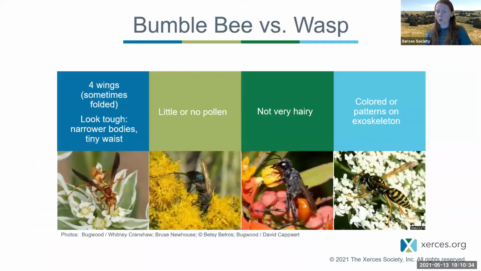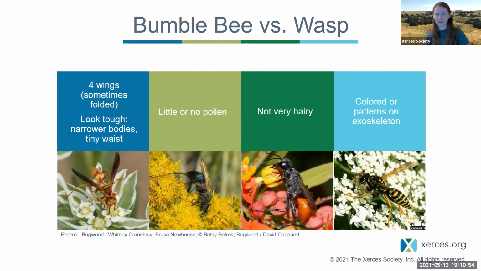Another one to be aware of are wasps. And wasps don't look too much like bumblebees, but when you're out swinging a net at things that are visiting flowers, you might go after a wasp because it's moving on a flower. I've done it before. Some things to look for here are just the overall body shape.